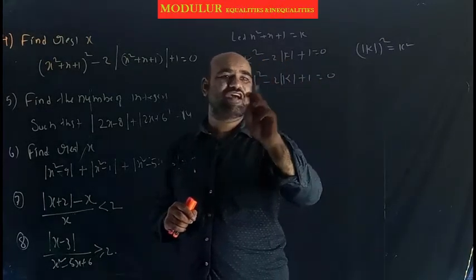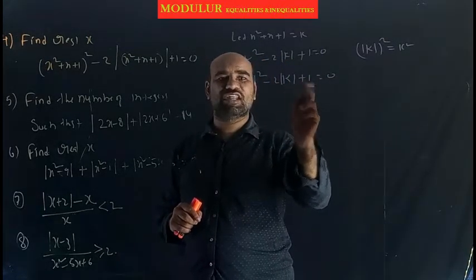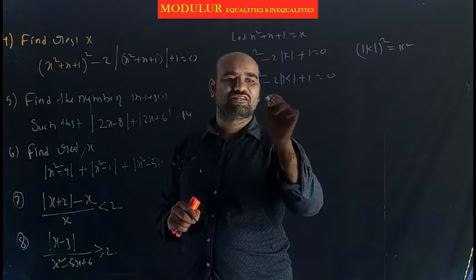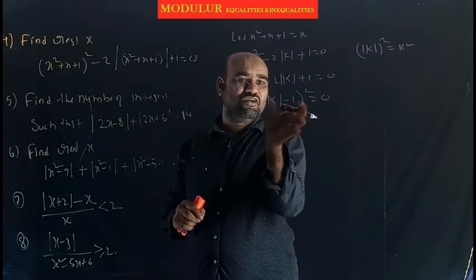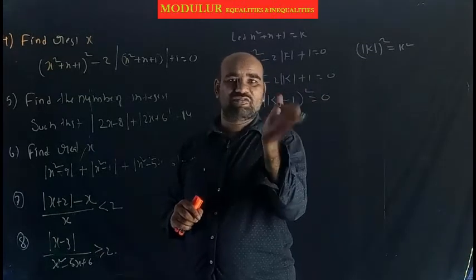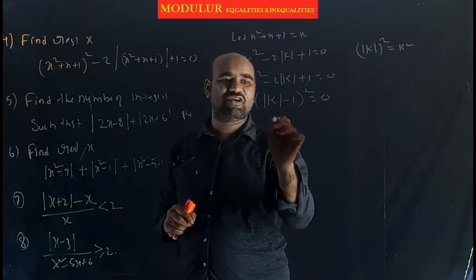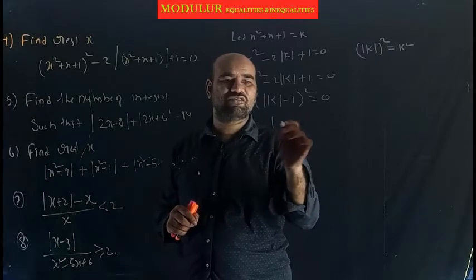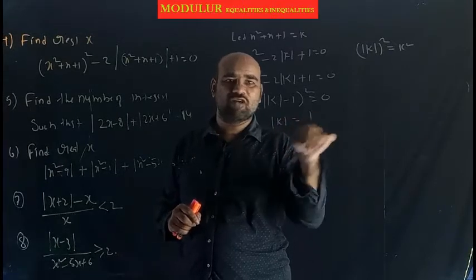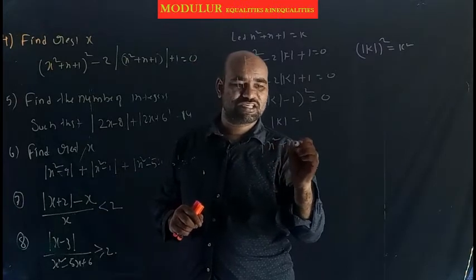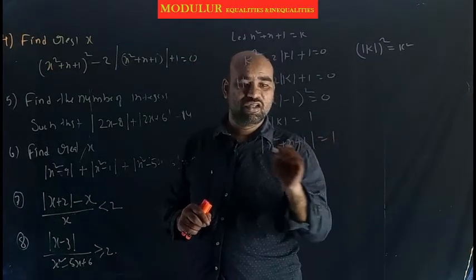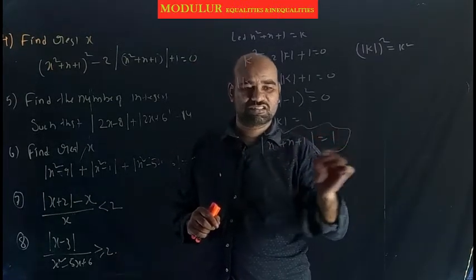Just like a square minus 2ab plus b square is a minus b whole square, this is mod k minus 1 whole square equal to 0. So this is a non-negative number. Equal to 0 means when this bracket equal to 0, mod k minus 1 equal to 0, or mod k equal to 1. Mod k means what here? Mod of x square plus x plus 1 equal to 1.